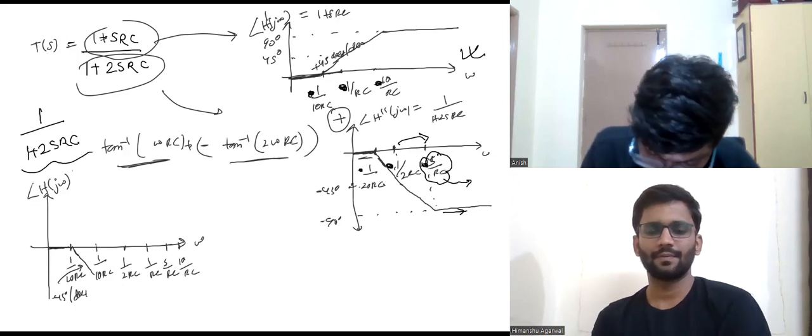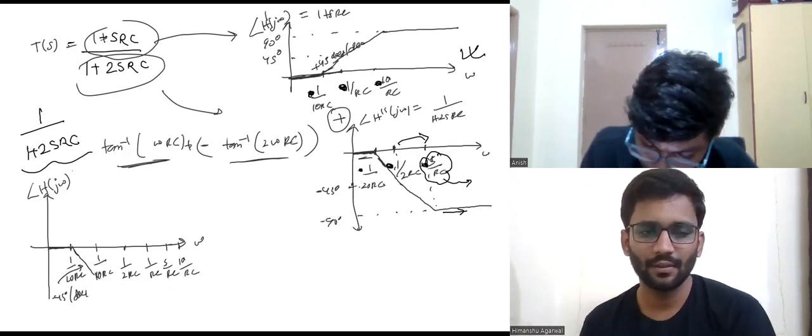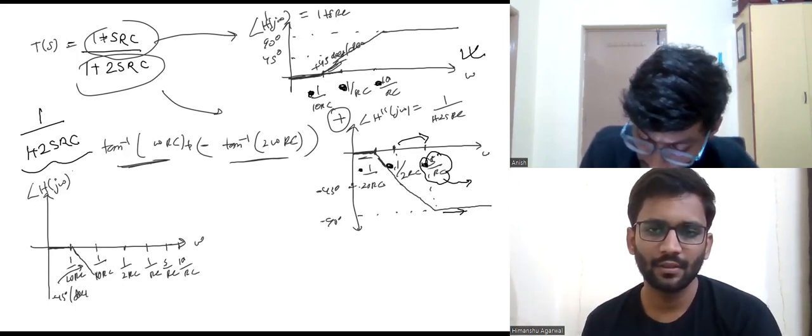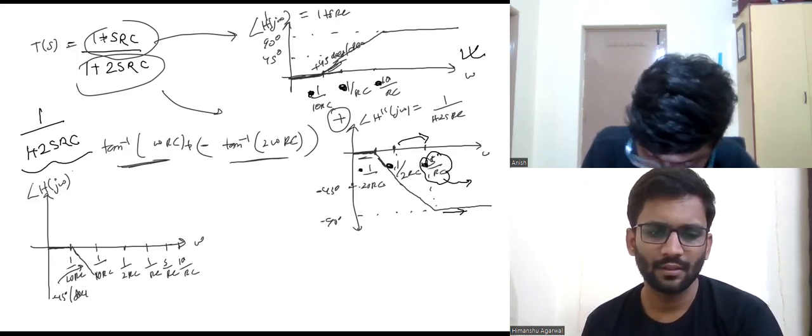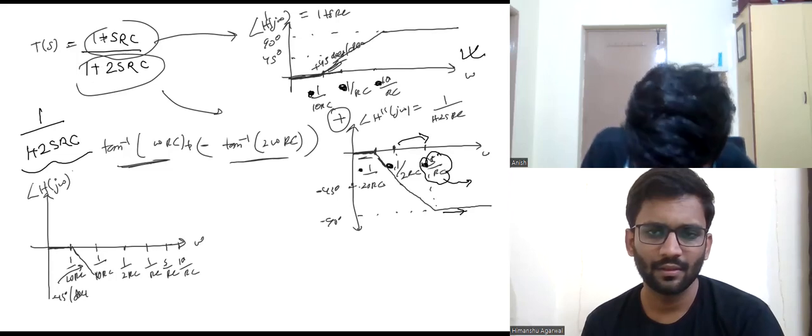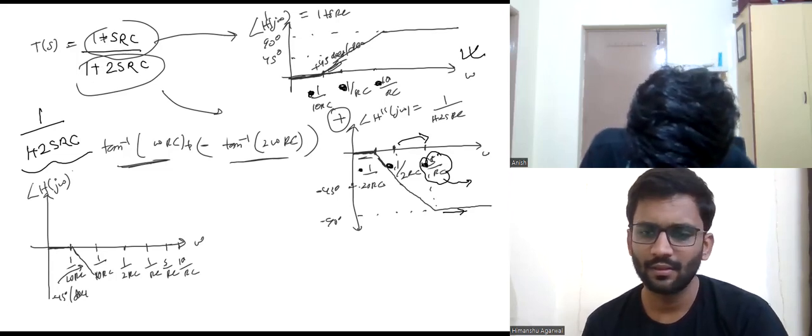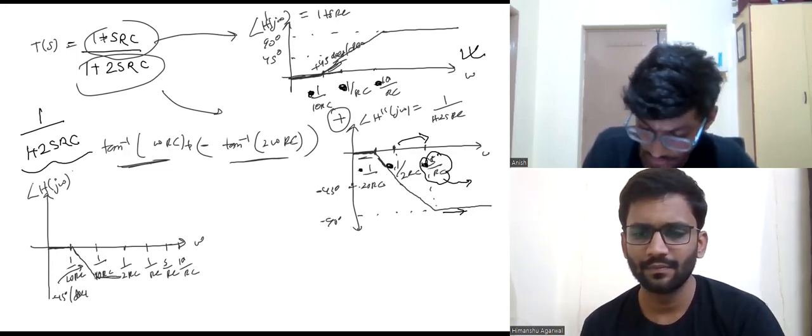Now at 1 by 10RC, this has some positive slope of plus 45 degrees per decade, but this has the same slope, right? So what is happening? The slopes are getting cancelled out, and we are having some constant value up until 1 by 2RC.